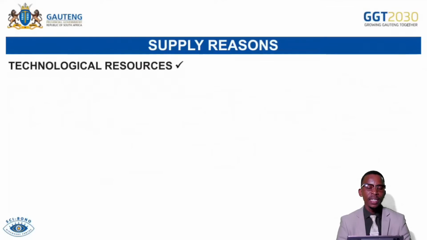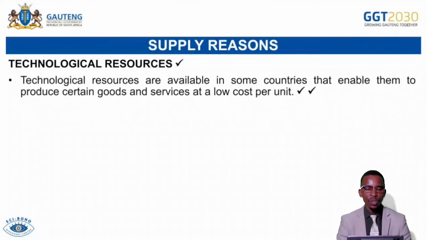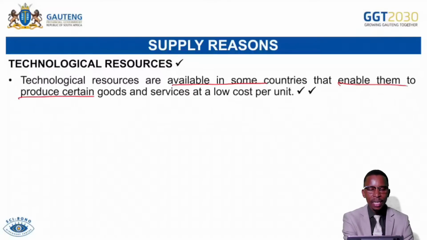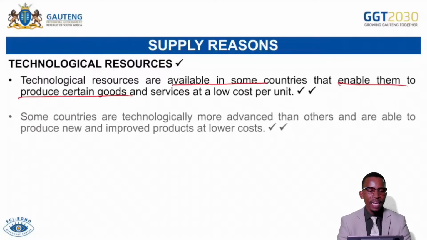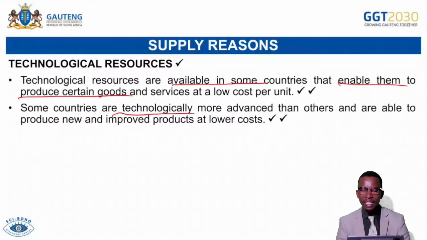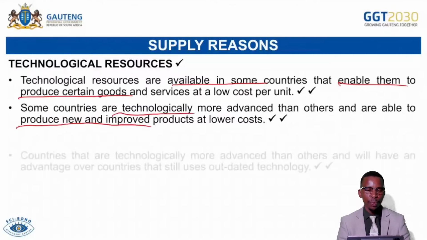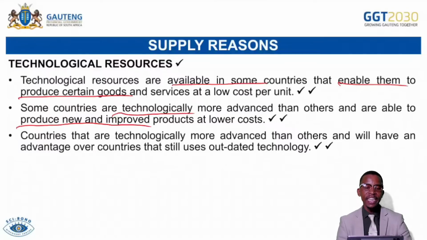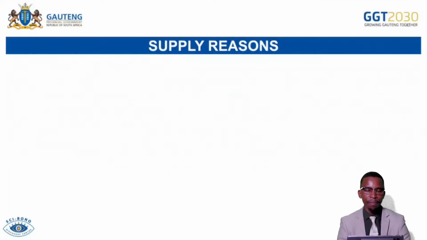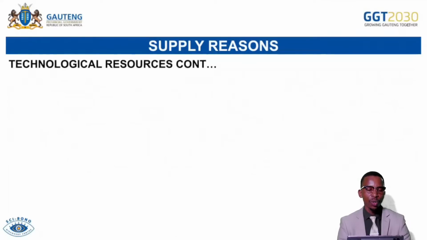We continue. Technical resources. Technological resources are available in some countries that enable them to produce certain goods and services at a lower cost per unit. Some countries are technically more advanced than others and are able to produce new and improved products at a lower cost and sell them at a lower cost per unit. That can lead to mass production and specialization. Countries that are technically more advanced will have an advantage over countries that still use outdated technology. We continue with the technology.